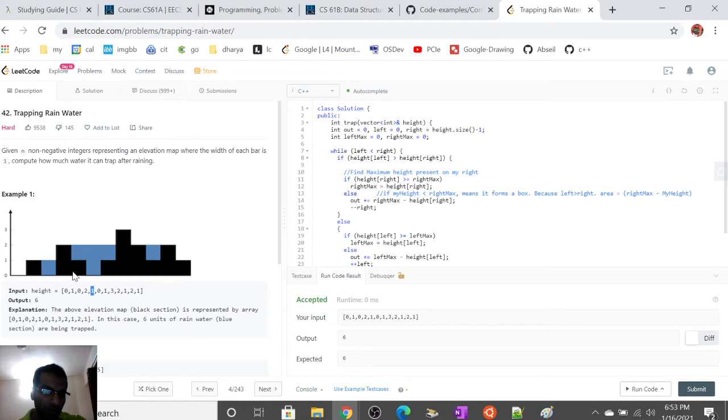Then we have 1, it means we have 1 here, then 0, it means no building, then again 1, then we have 3, so it means there is a building of width 1 and height 3. Then we have 2, this building, then 1, then this 2 and this last one. So what can be the maximum water trapped in between the buildings?